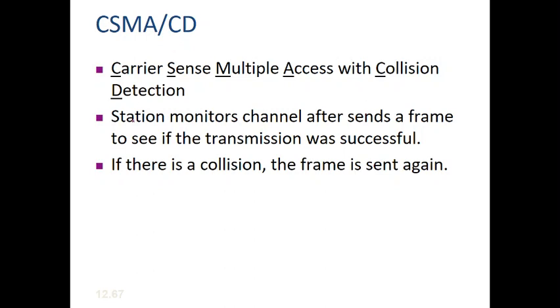In carrier sense multiple access with collision detection, the station monitors the channel after sending a frame. So a frame will be sent to the medium and it will check whether there is any collision or not. If there is any collision, then the device has to retransmit the frame. This will be repeated for every frame, so this is a repetitive procedure. If there is a collision, the frame has to be resent. This is the main idea behind carrier sense multiple access with collision detection, mainly used for wired LAN.